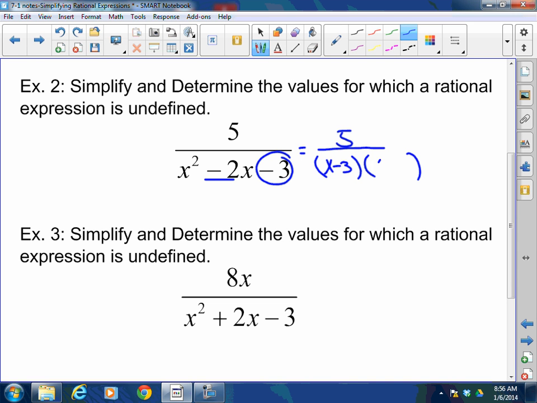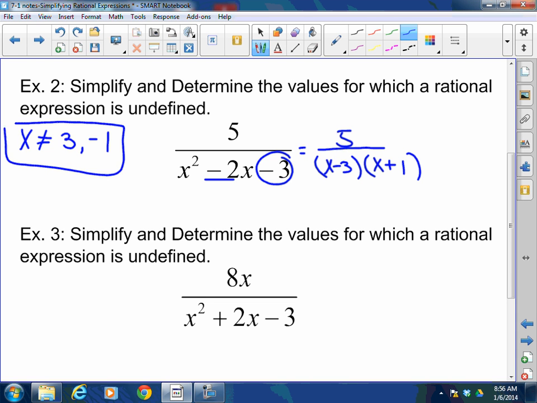X minus 3 and x plus 1. Thank you. So now, do you guys remember the zero product property? Remember that when A times B equals 0, then A equals 0 and or B can equal 0? So you have to set both of these to not equal 0. So which values cannot be used? Which values are going to give you an undefined value here? So x cannot equal 3 or -1.